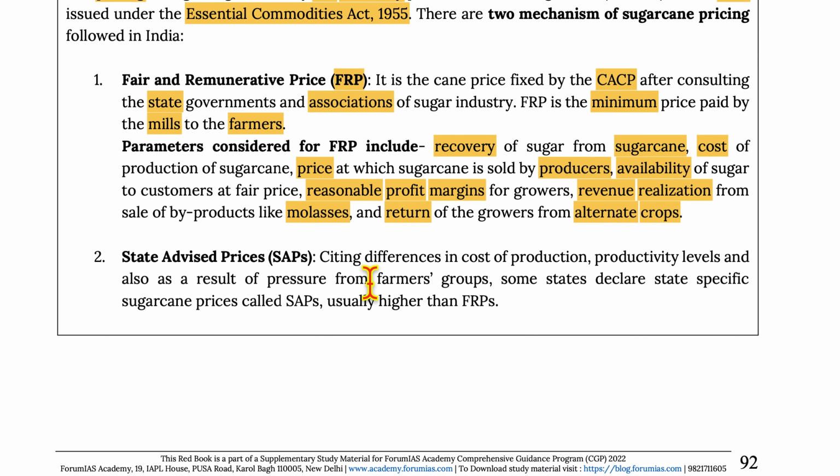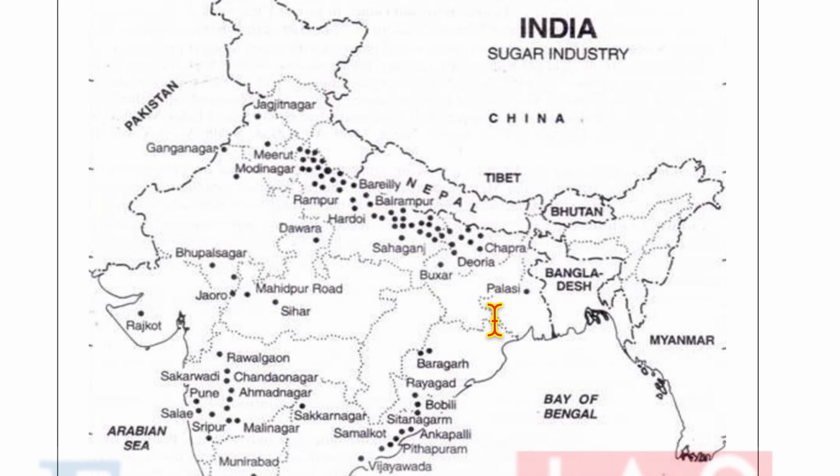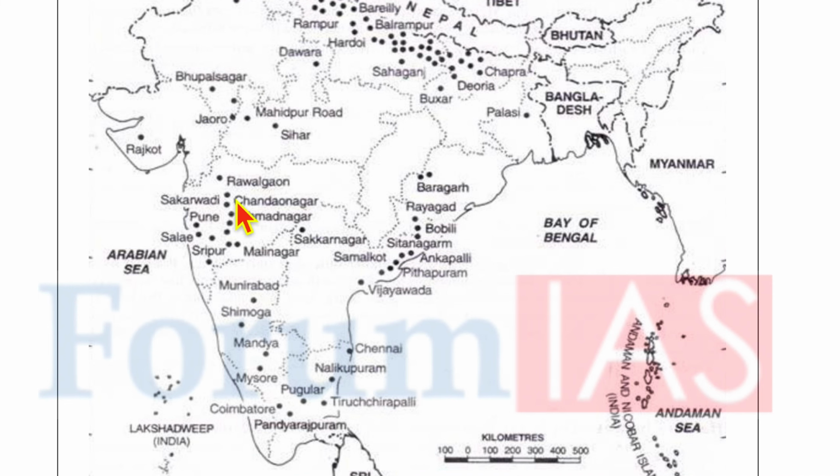Now, state advised prices. Citing differences in the cost of production, productivity levels, and also as a result of pressure from farmers groups, some states declare state specific sugarcane prices called state advised prices, which is usually higher than FRPs. Now, sugarcane industry's distribution can be seen in whole of Uttar Pradesh, northwestern part of Bihar, and some parts of Maharashtra, Karnataka, Odisha, and Andhra Pradesh.